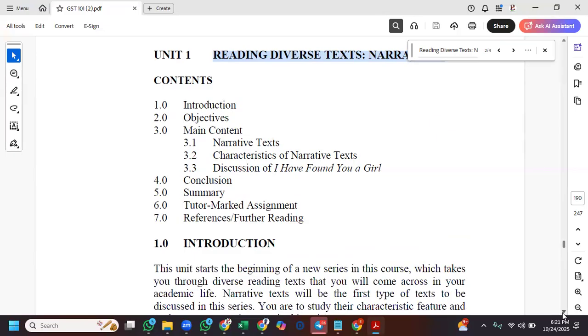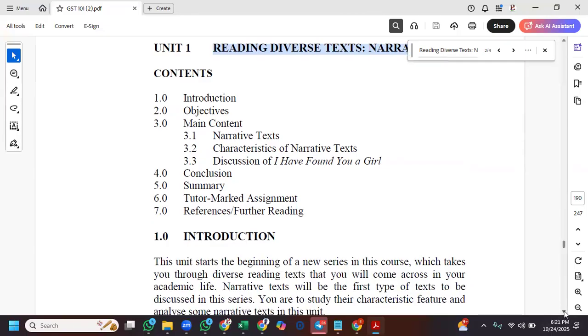Now, in this unit, we'll be talking about narrative text, the characteristics of narrative text, and discussion of, okay, there's a story given to us that we are to discuss, and the title of the story is I Have Found You a Girl.